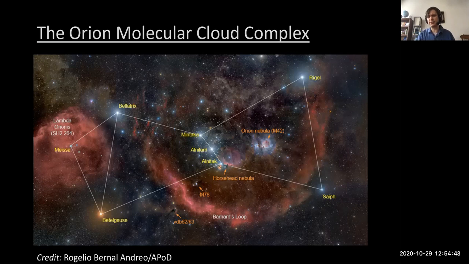If you haven't looked at Orion recently, Orion's a winter constellation, so you're in luck. You can go outside and you can see it. Orion is huge. It's a huge patch of the sky. So this is an absolutely enormous molecular cloud complex.